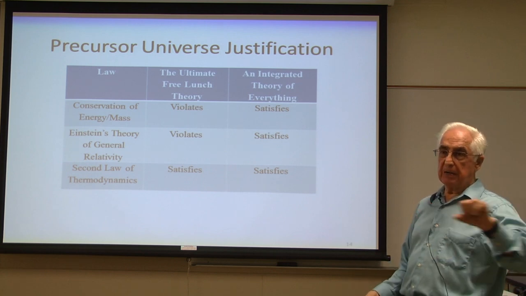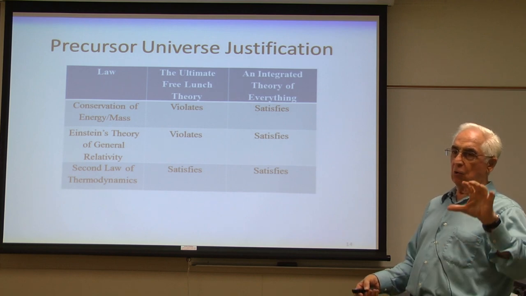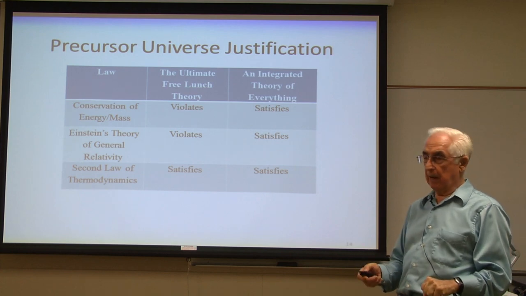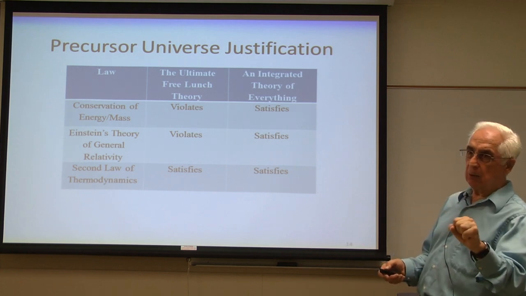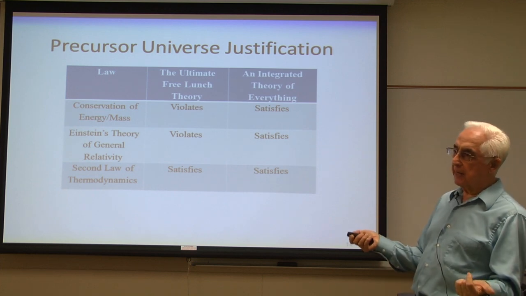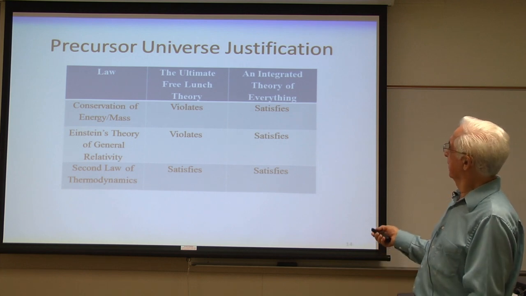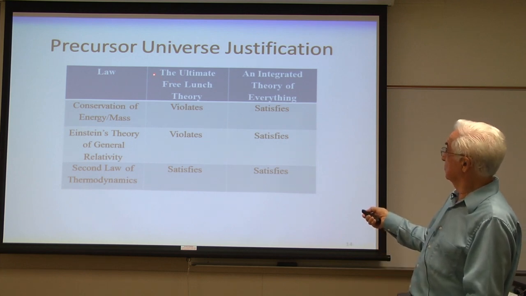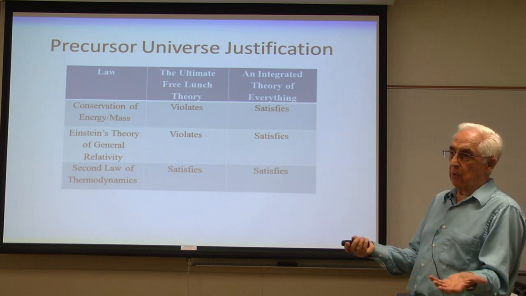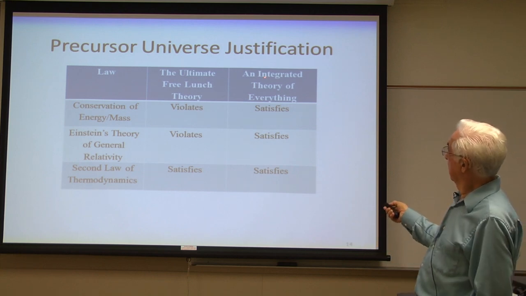in the ultimate free lunch theory, nothing existed before time t equals zero, or more precisely, only random fluctuations or noise existed before time t equals zero. At time t equals zero, miraculously, all the energy in our universe, 10 to the 54th kilograms, was created. And this is the reason for the name, the ultimate free lunch theory. From nothing, we achieve all the energy mass in our universe.